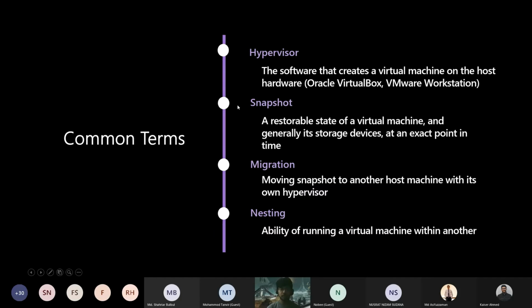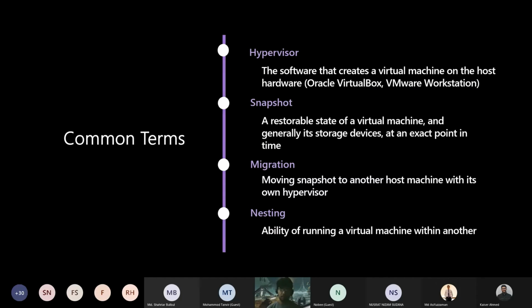So snapshotting your particular virtual machine allows you that capability. After that, we have migration, and by migration we mean like leaving one country and moving on to another, right? So it is just like the same concept. You are leaving one host machine and you are moving on to another.